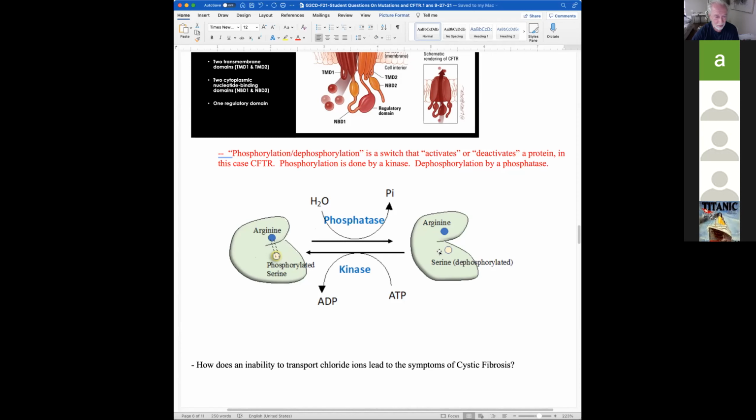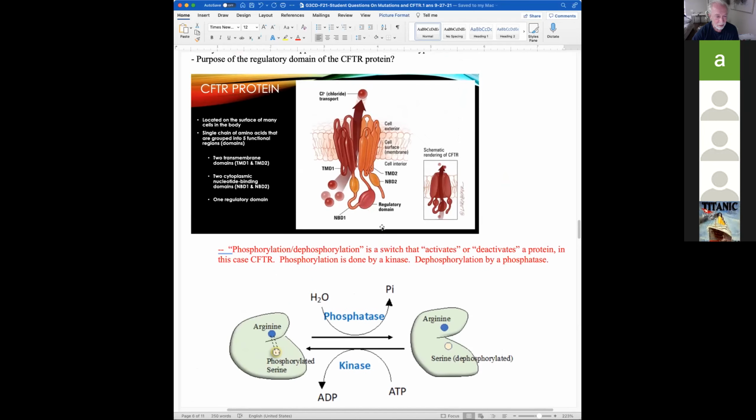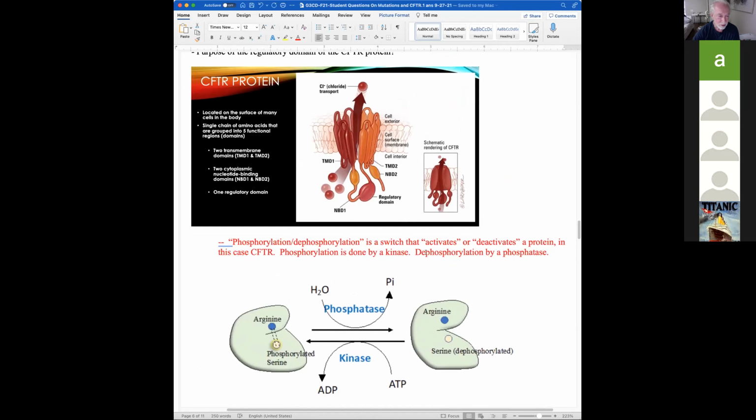So the regulatory domain that you see here is this switch. The CFTR protein has to be phosphorylated in order to be active. And if a phosphatase dephosphorylates it, then that particular molecule in the membrane would no longer be active. So it really is a function of turning the channel on or off. If it's off, it collapses, nothing can go through it. If it's on, it transports chloride ions.